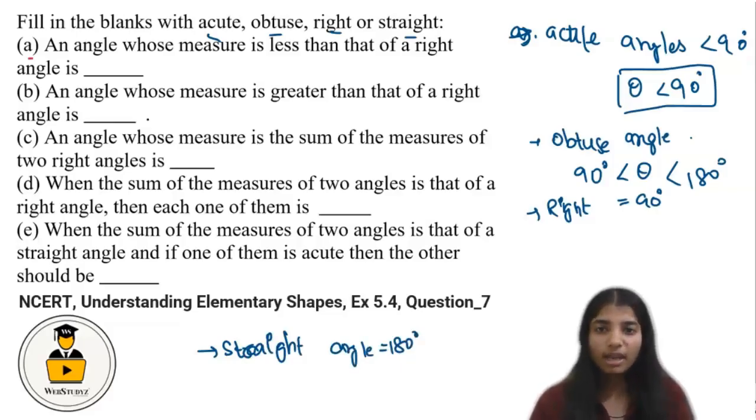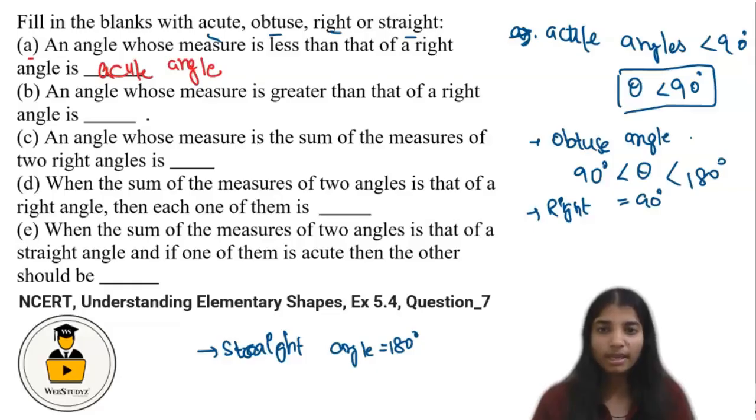So in part A, we are given an angle whose measure is less than a right angle. As we just discussed, the angle which is less than 90 degrees, that is less than a right angle, is called an acute angle. So the answer to the first part is acute angle.